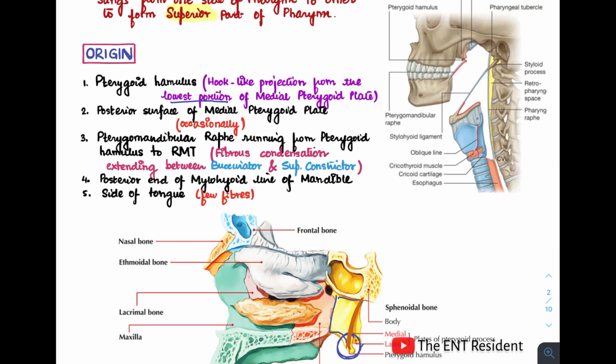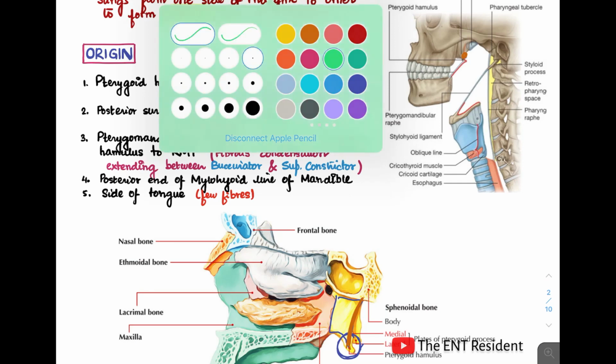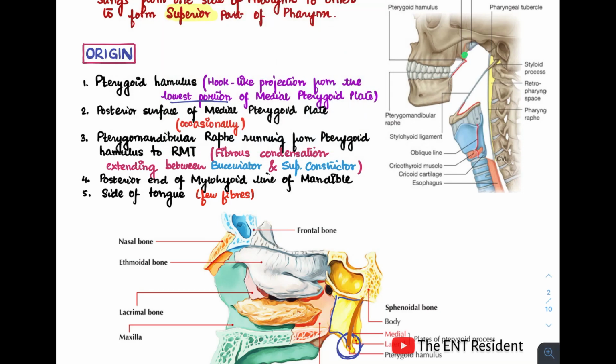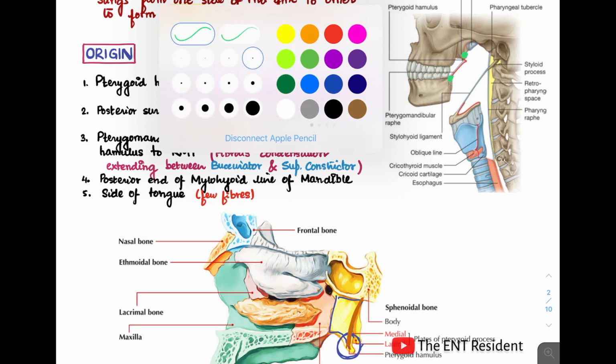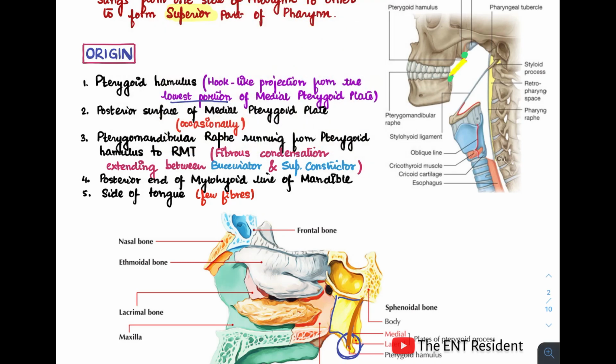Next is the pterygomandibular raphe, which is basically a fibrous condensation running from the pterygoid hamulus over here till the retromolar trigone over here. So you can see this fibrous structure is the pterygomandibular raphe. The next origin is the posterior end of the mylohyoid line of the mandible, and lastly a few fibers also come from the side of the tongue. Next we go on to its insertion.